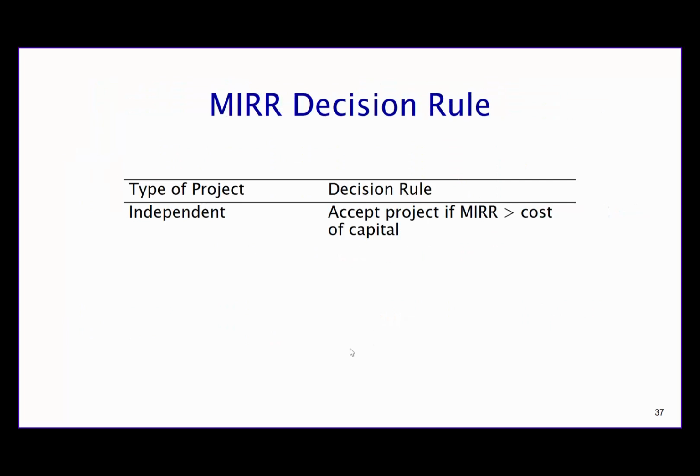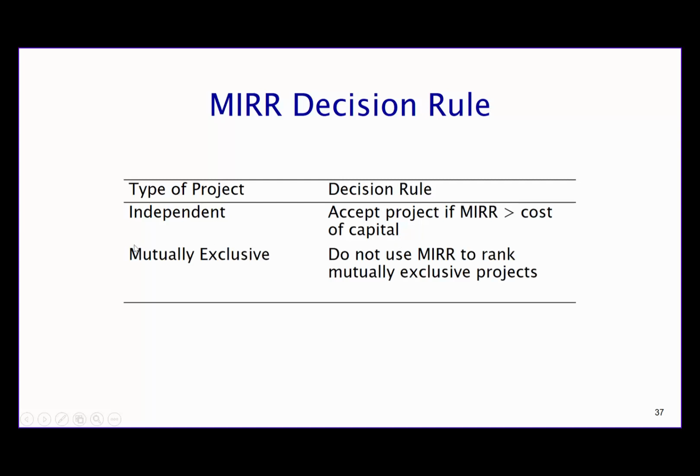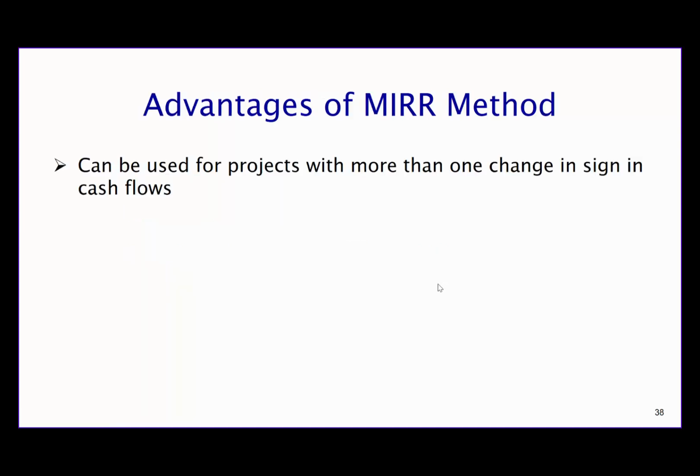Now, what is the decision rule? It's exactly like the IRR decision rule. For an independent project, you'd accept any project whose MIRR exceeds the cost of capital for that project. But if you have mutually exclusive projects, you still should not use the modified IRR to rank mutually exclusive projects. It's still possible that the project with the highest MIRR may not be the project with the highest net present value. So again, rely on net present value when you have mutually exclusive projects.